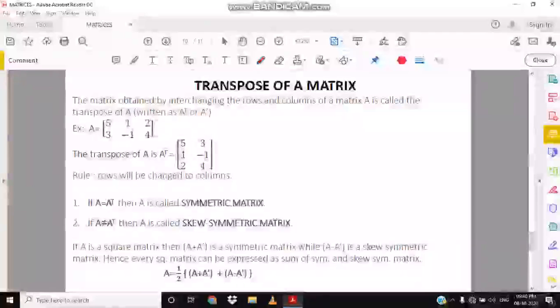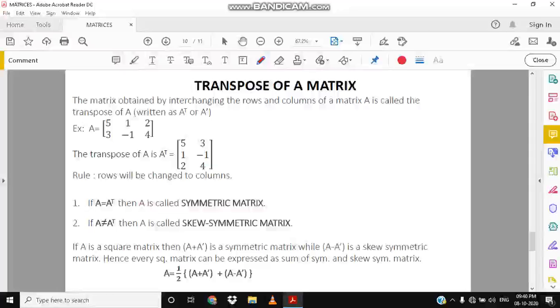Now we come to our last topic for today's class, that is transpose of a matrix. What we do here is that the rows will be interchanged to columns and the columns will be interchanged to rows, either way, to get a transpose of a matrix. Here we can see an example.